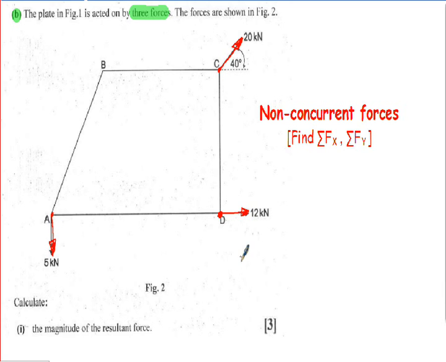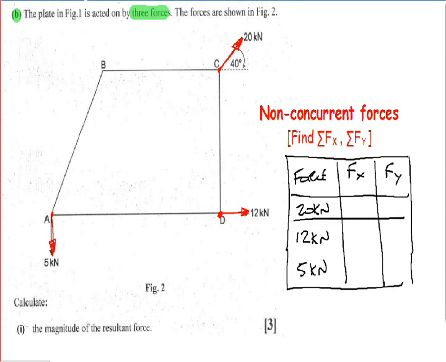What we've got to do is calculate the magnitude of the resultant force. Now again, if you go back into your notes, what we did was a tabular approach here, where we summated the Fx's and the Fy's. So in a table we had, and what we would do is work out the x forces and the y forces.